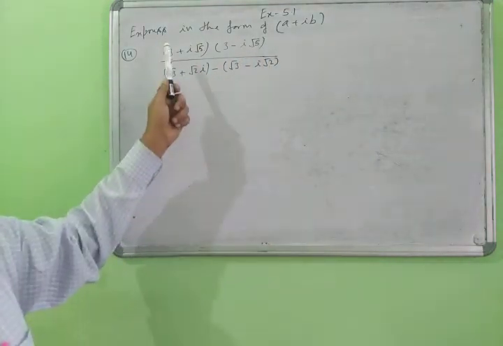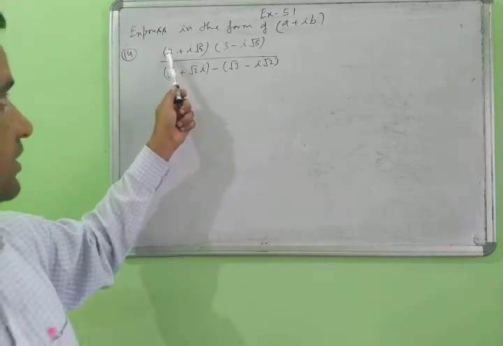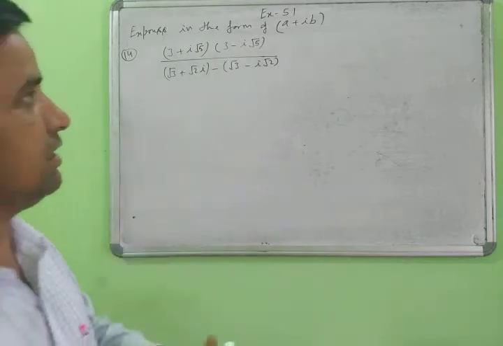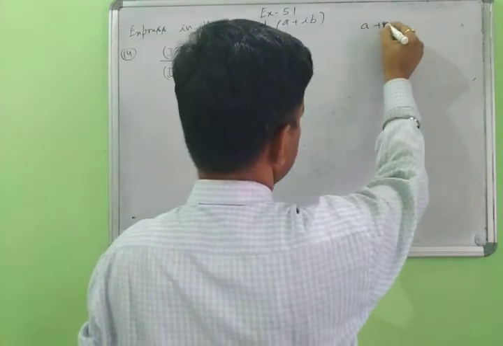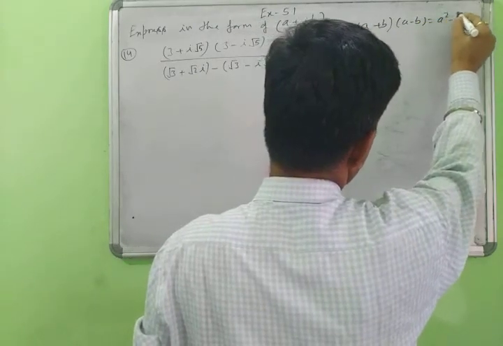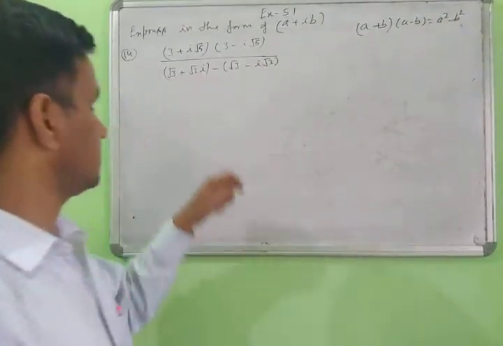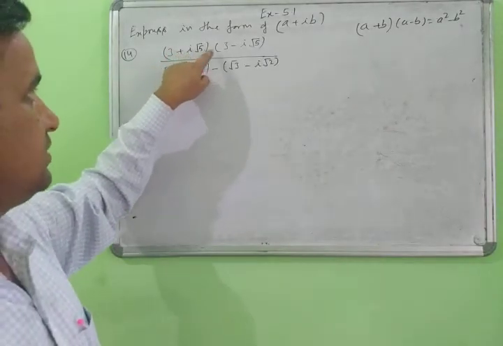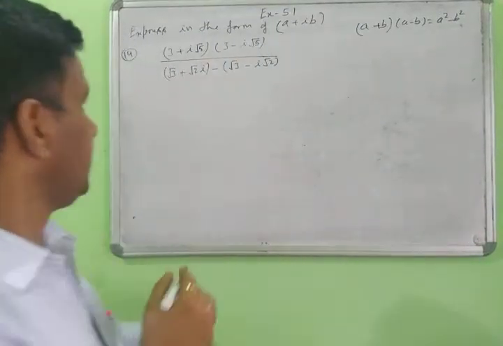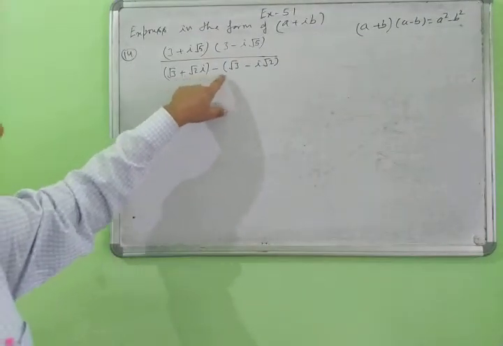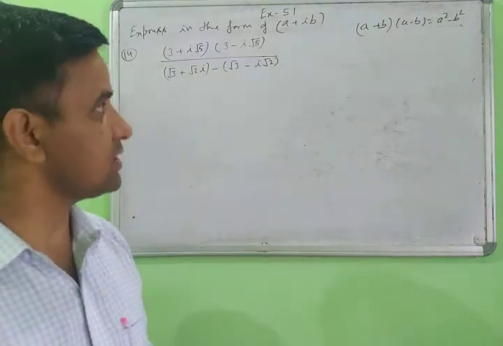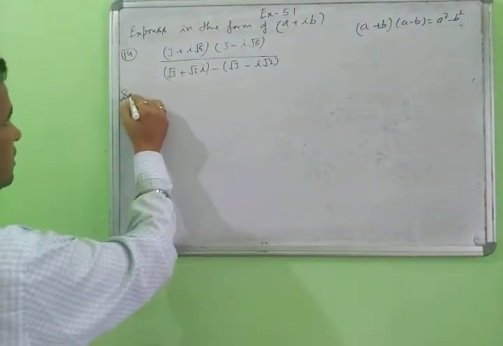First of all, you observe the question here. In the numerator, 3 plus iota root 5 and 3 minus iota root 5, we use the identity a plus b and a minus b equal to a square minus b square. So the numerator has the identity a plus b, a minus b, meaning you use a square minus b square. The denominator has no identity, so you remove the brackets and calculate the answer. Yes, now start the solution here.